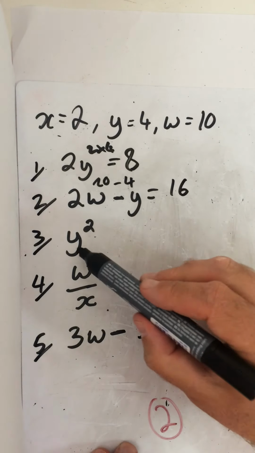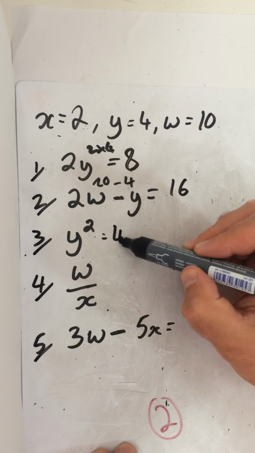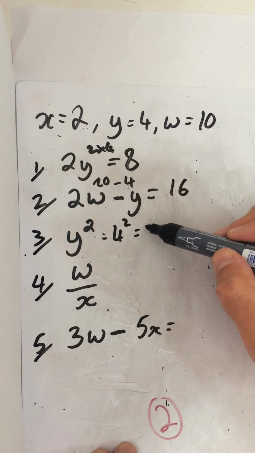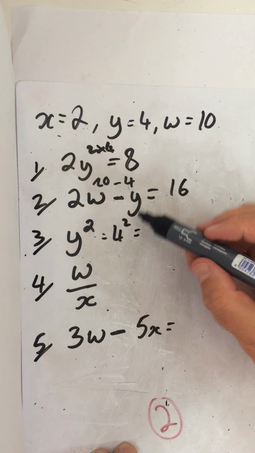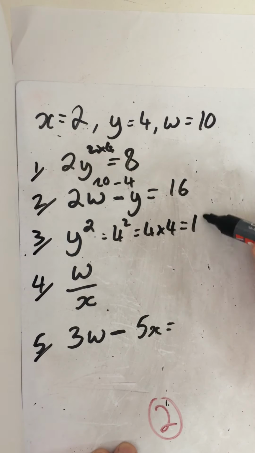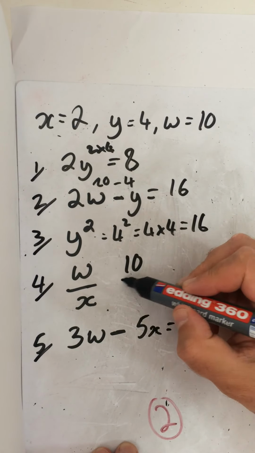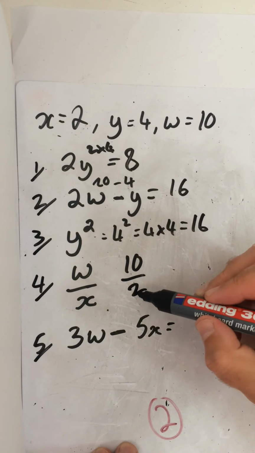Okay. y squared. This means y is the same as 4 squared, which is the same as, because y is equal to 4, 4 times 4. You're timesing by itself, remember. 16. Okay. w divided by x. So again, we've got a 10 here. I'm going to divide that by 2.